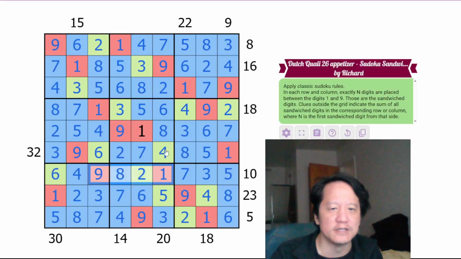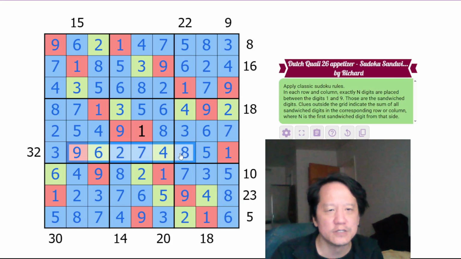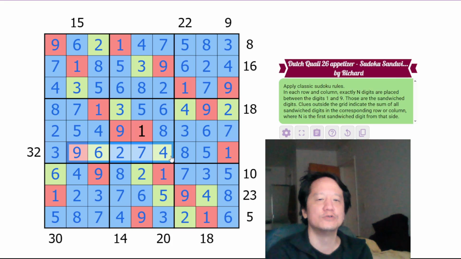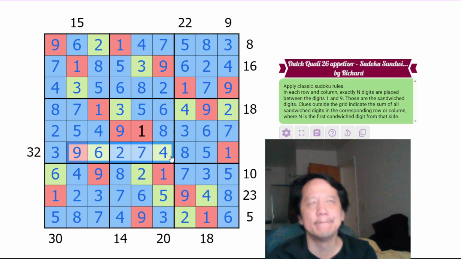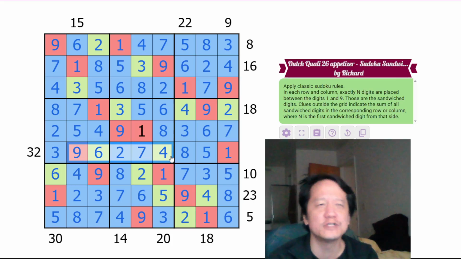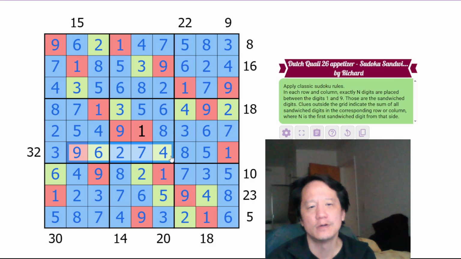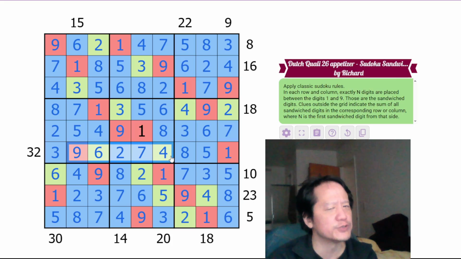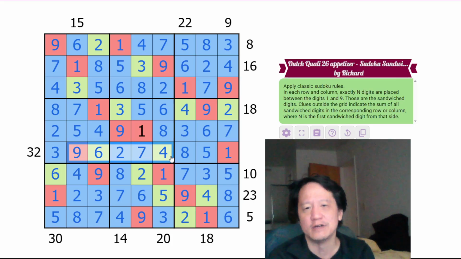Pretty cool, actually. Never really ran into these n sums interactions with the sandwich. So that was interesting how that interacted. It definitely did restrict things more than your typical sandwich clue. So that was interesting. It's interesting to see if this could potentially be used in the future more. Possibly. It is really restrictive, though, on the first digit. So maybe not. I don't know. It's hard to say.